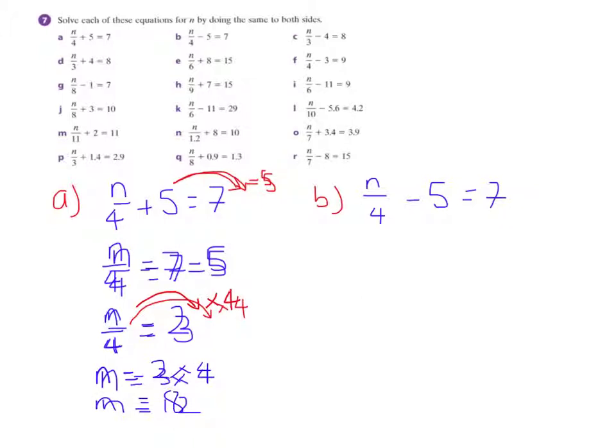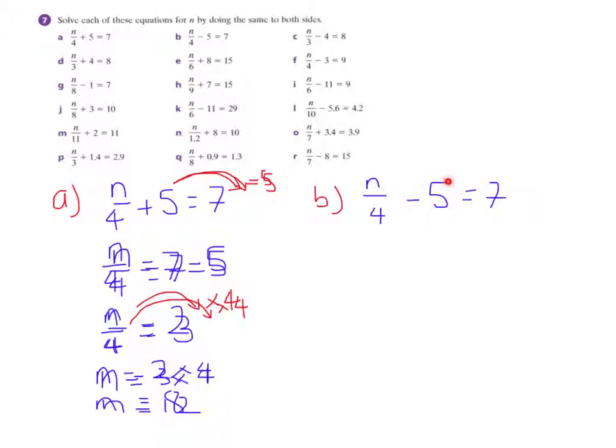Now I can just do my double check. So n equals 8. I'm going to put that up there. 8 divided by 4. 8 how many 4's is 2. 2 plus 5 is 7. So I know I'm right. Let's have a look at this one here. So n divided by 4, take 5 equals 7.